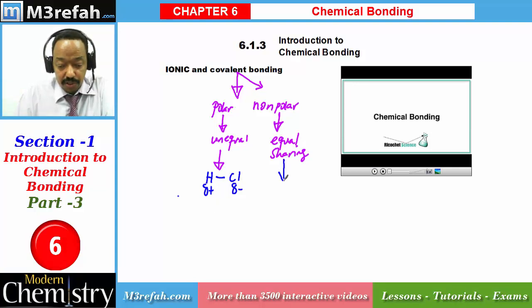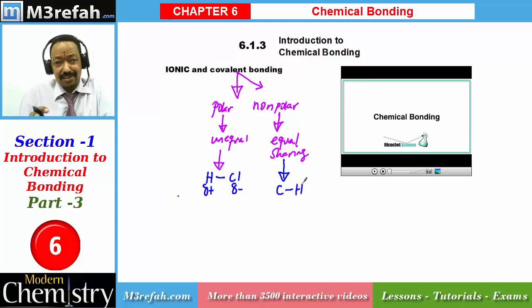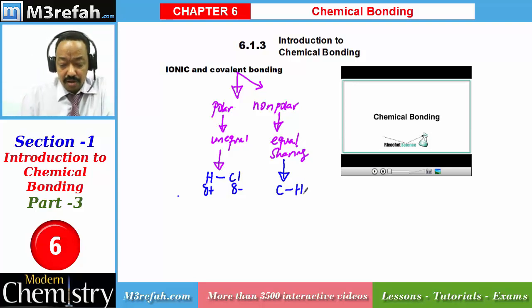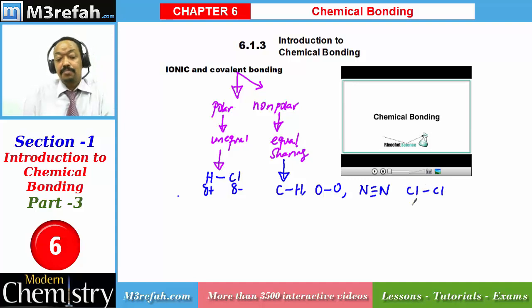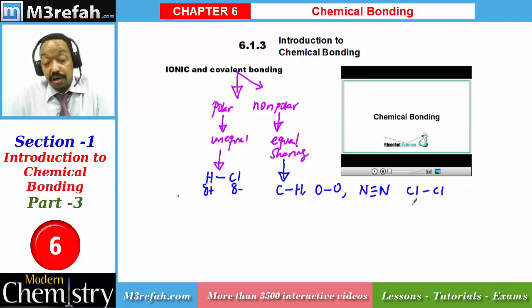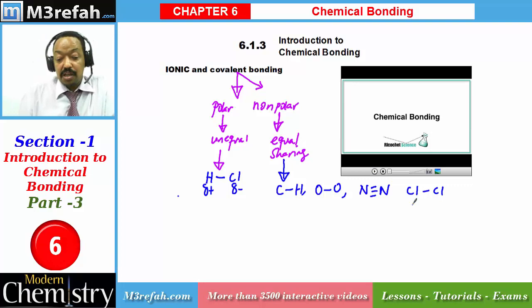And when it comes to equal sharing, most of the time there are elements like carbon and hydrogen. Most of them have got similar electronegativity. Another example is between oxygen atom and oxygen atom, nitrogen atom and nitrogen atom, and so on. Chlorine with chlorine. These are examples of equal sharing, so they are said to be non-polar.